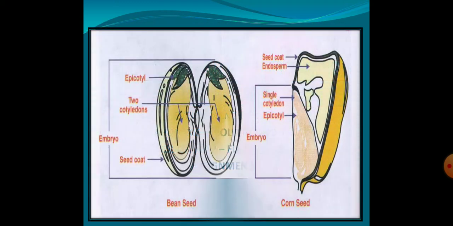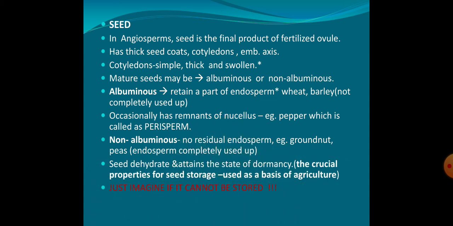So just recall the structure of dicot and monocot seed here. So dicot seed, you can see the structure, and just recall the corn seed is given for the monocot seed. So seeds in angiosperms, that is, seed will be the final product of fertilized ovule, and they have thick seed coats, cotyledons, embryonal axis, and the cotyledons will be simple, thick and swollen. So swollen because of the reserve food material found in it, and the mature seeds may be albuminous or non-albuminous.